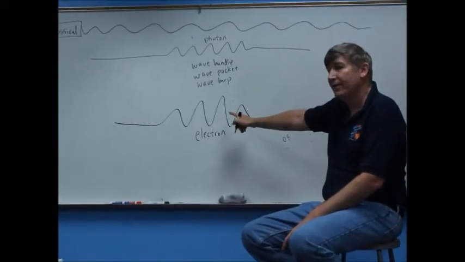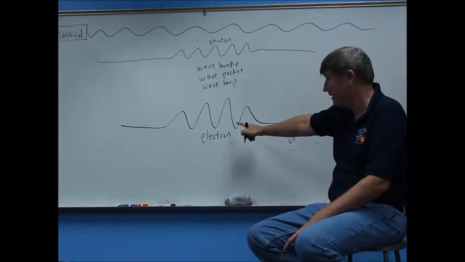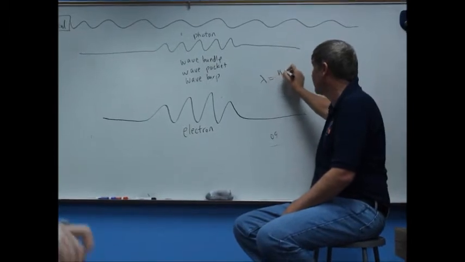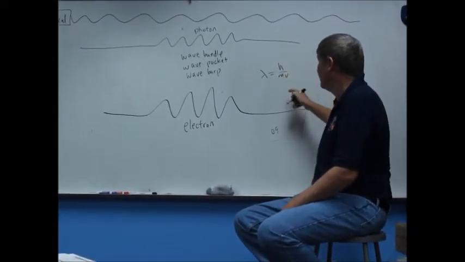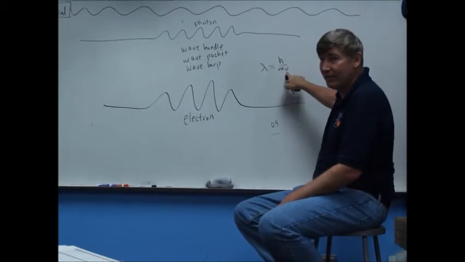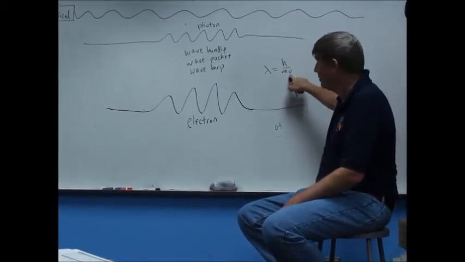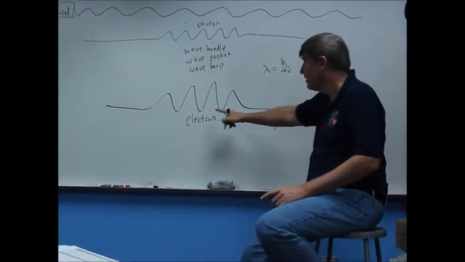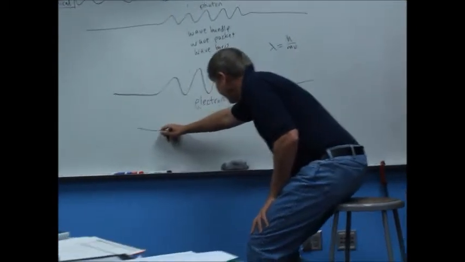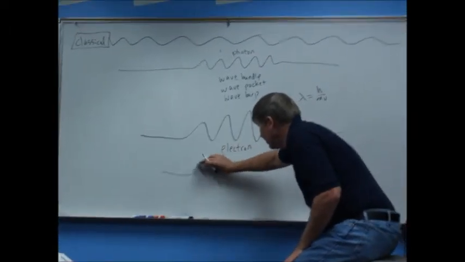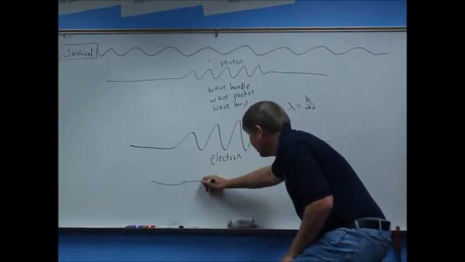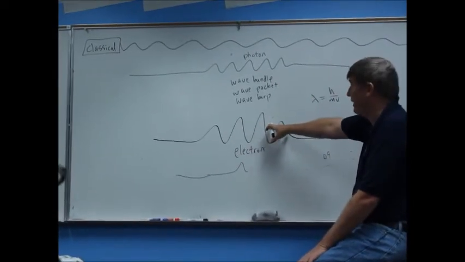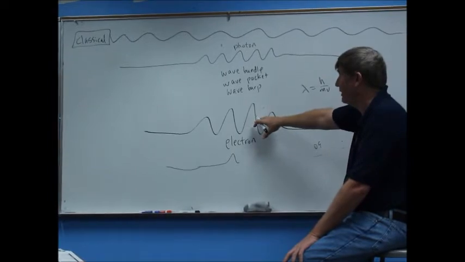Now, the size of that electron varies depending on how fast it's moving. Remember that lambda equals h over mv. So if v is really large, then what happens to lambda? It's really small. So this electron that used to look like that is now going to look like this. Let's see, it's 1, 2, 3, 4. Now I don't know off the top of my head how many waves are in an electron.